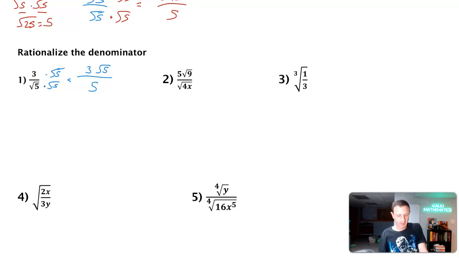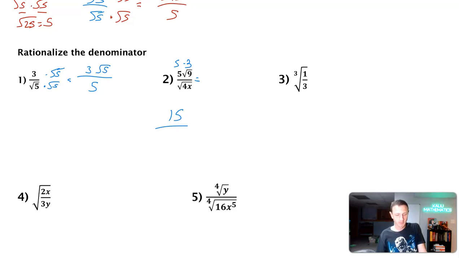Second one, 5 root 9 over square root of 4x. So first of all, before you just start rationalizing, look at the radicals and see if we can clean this up a little bit. And we can. We have the 5 square root of 9. Square root of 9 is 3. So this is 3, and then I'd have 5 times 3. So on the top I have 15, because square root of 9 is 3. 3 times 5 is 15.